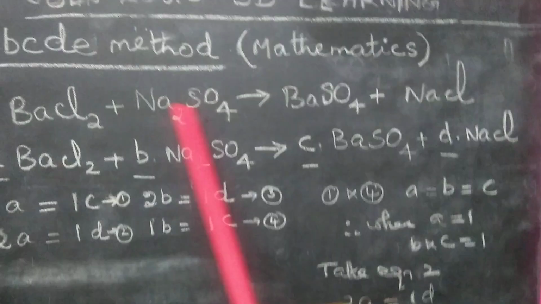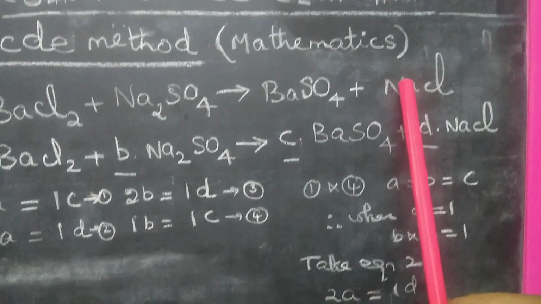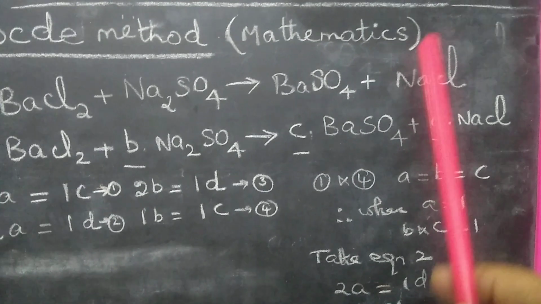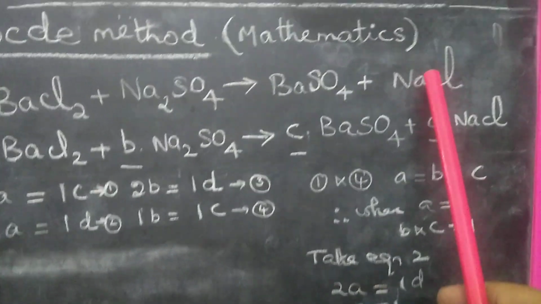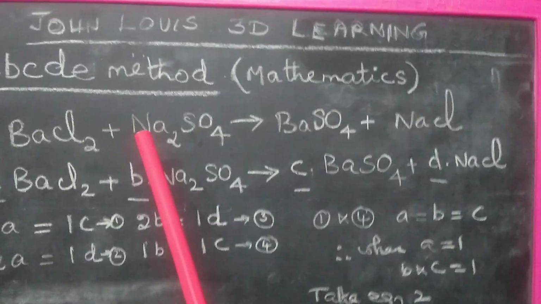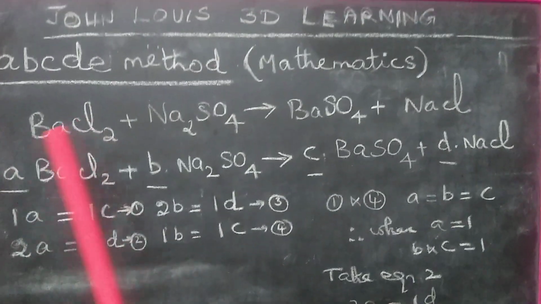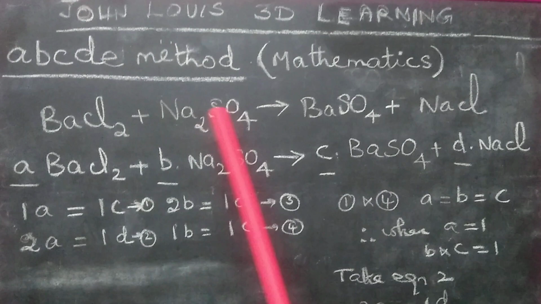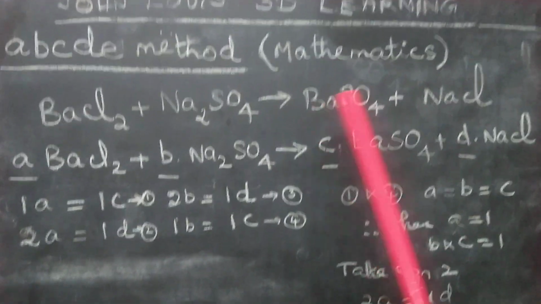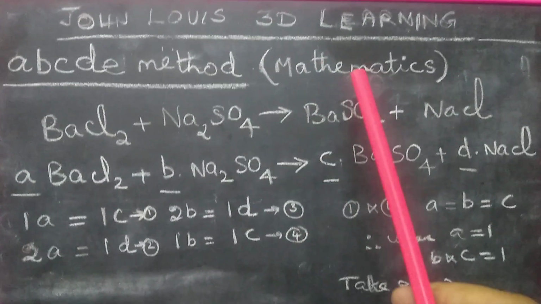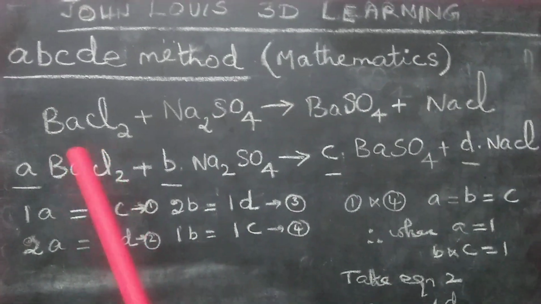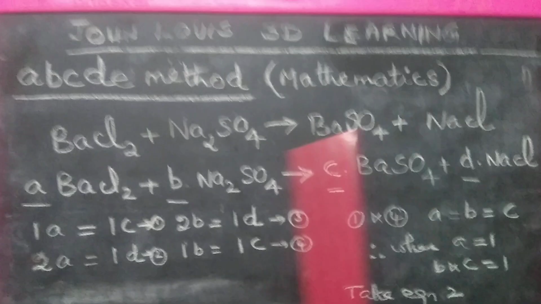First of all, this formula should be correct. Only then is there a point in balancing the equation. When the formula itself is wrong, there is no point in balancing the equation. That you know very well. So let us consider we know how to write the formulas correctly, and from there we proceed to see how we can use this mathematical way of balancing the equation.